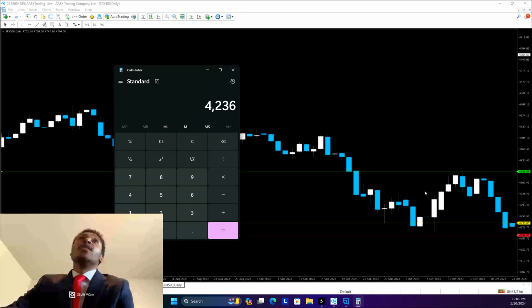4236. Where does the 4236 come from? It comes from this support low that was closed under, closed over. 4236 minus 4198. I have a 38 point stop loss. If I times that by 4, I'm looking for 152 points. And so I'll add 152 plus 4236.